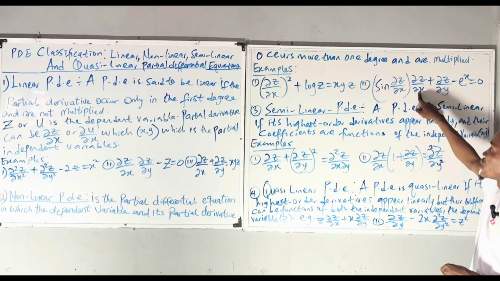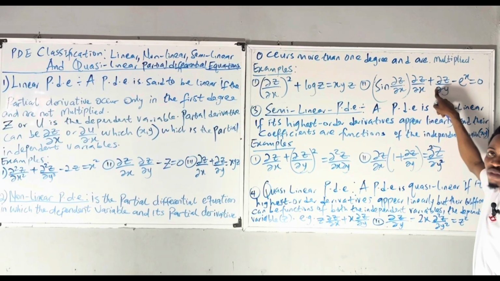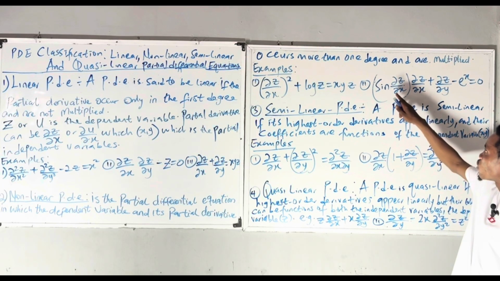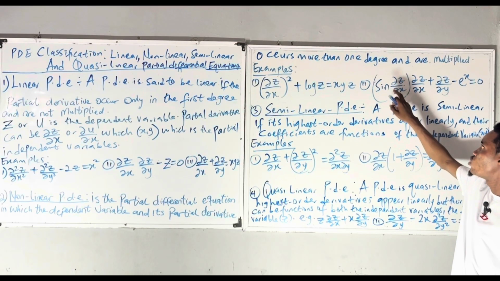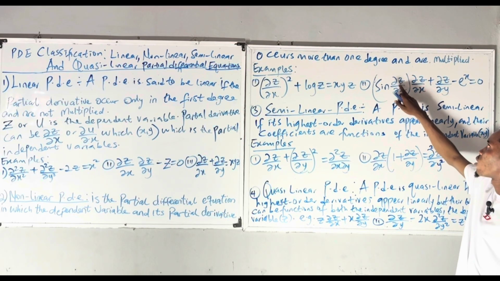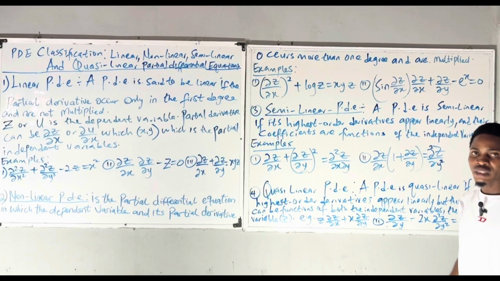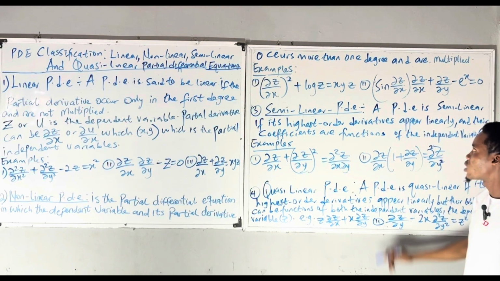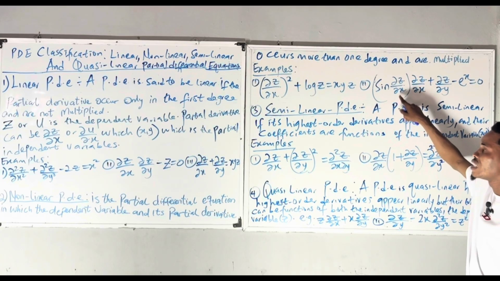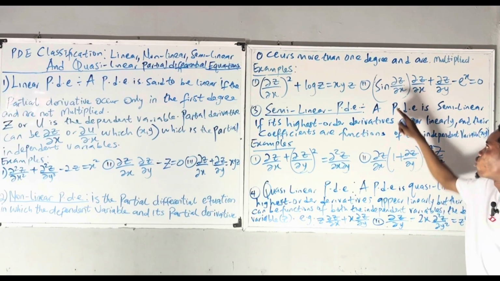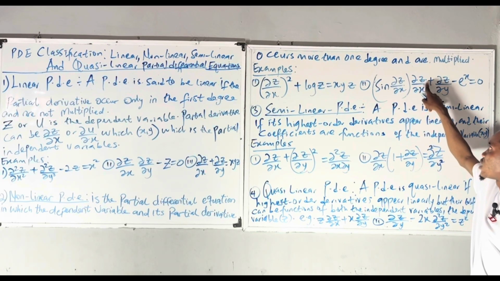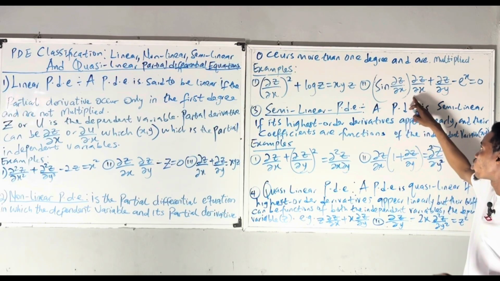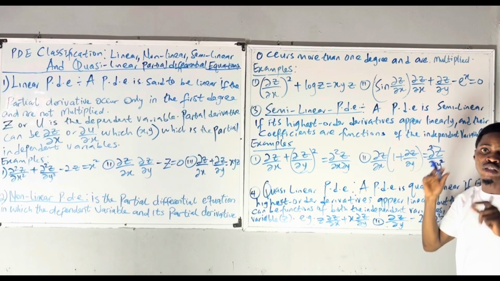You can see that the degree of this partial derivative is 1. But once you multiply, if you use this one to open this bracket, you are going to have d²z over dx². That makes it a non-linear PDE. You can see that this sin of dz over dx is embedded in a bracket. Once you open this bracket by multiplying dz over dx with this, you are going to have d²z over dx².